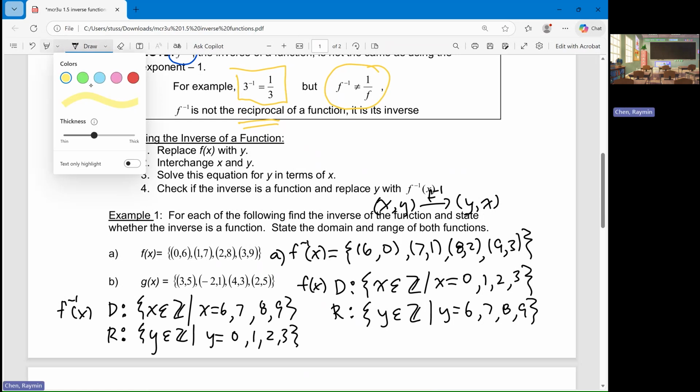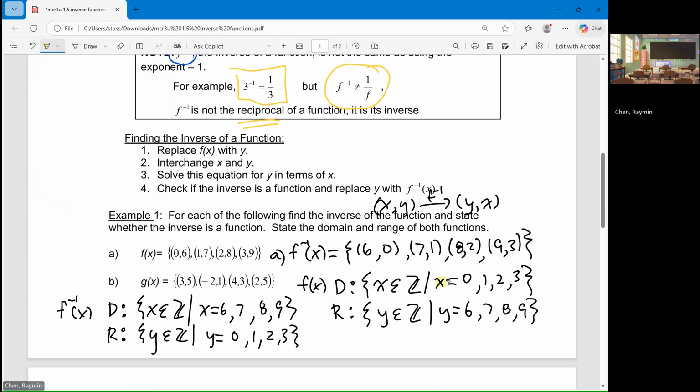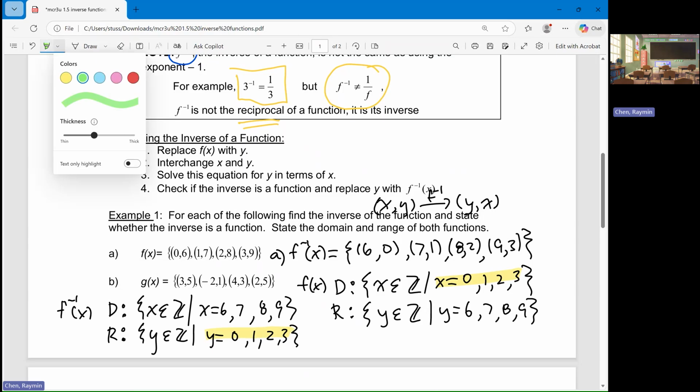I'm going to highlight some things that some of you are probably obviously seeing. Notice the original function's domain is 0, 1, 2, 3. And notice the inverse, the range is 0, 1, 2, 3. Similarly, notice the range for the original function is 6, 7, 8, 9. Notice the domain of the inverse is 6, 7, 8, 9. So you can already tell there's some relationship between domain and range.